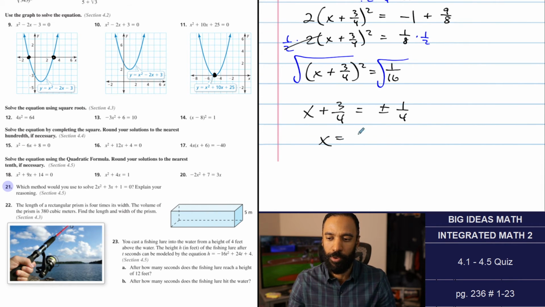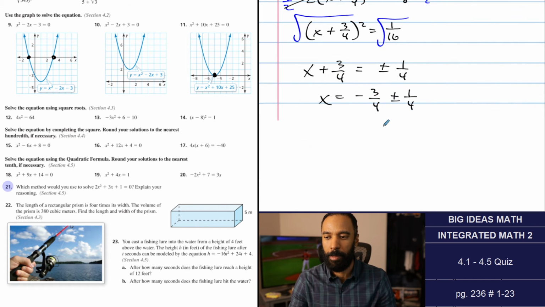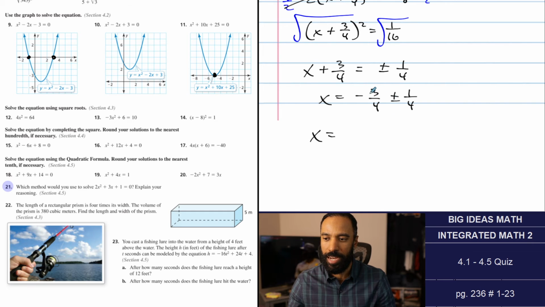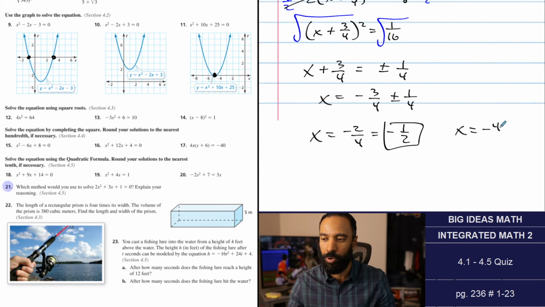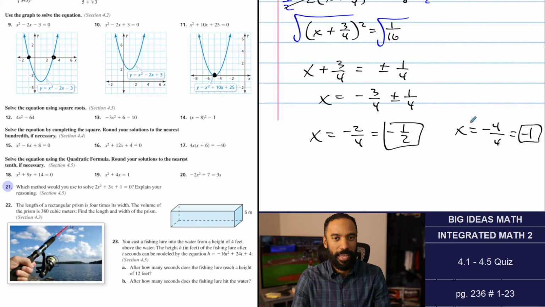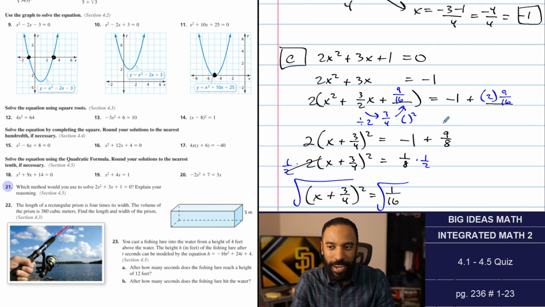If I subtract 3/4 from both sides, I get x equals negative 3/4 plus or minus 1/4. It's a common denominator, so we can either get negative 3/4 plus 1/4, which is negative 2/4 or negative 1/2. Or you can get x equals negative 3/4 minus 1/4, which is negative 4/4, which is negative 1. Same answers. Do I recommend it? No, not completing the square.